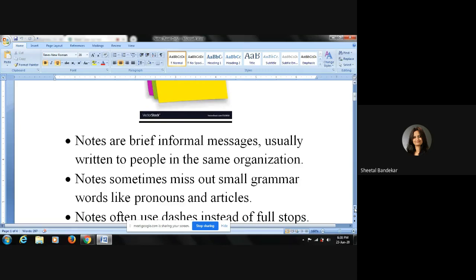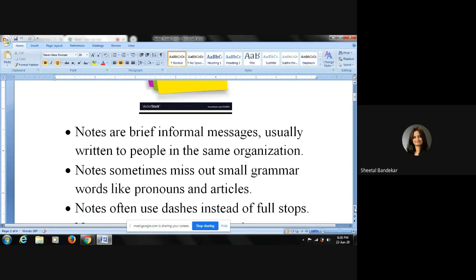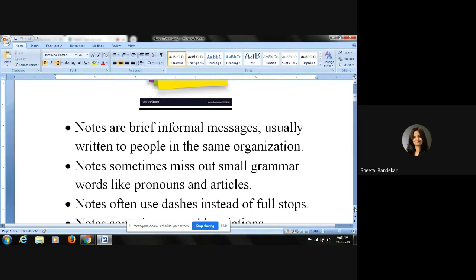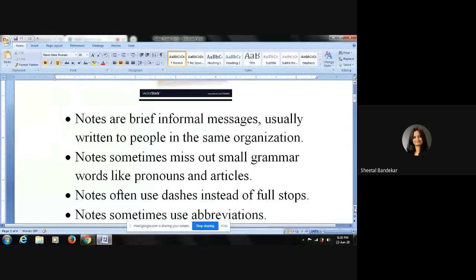Sometimes in notes we use dashes instead of full stops. I'll give you some examples where you can see that people avoid using full points, because as I said, notes are very small, just a small piece of paper, and sometimes a word doesn't fit at the end, so you have to put a dash at the end to continue the word in the next line. So often dashes are used instead of full stops. And you can use abbreviations as much as possible, as long as the person understands them.